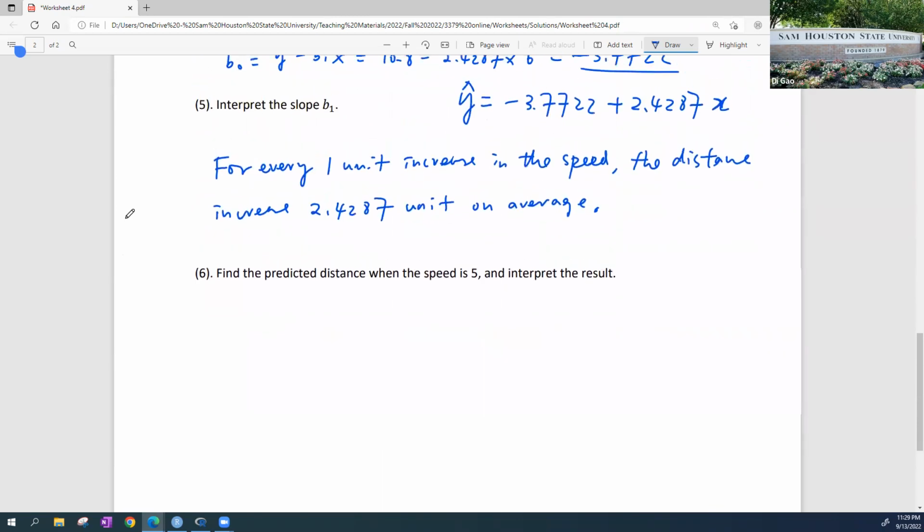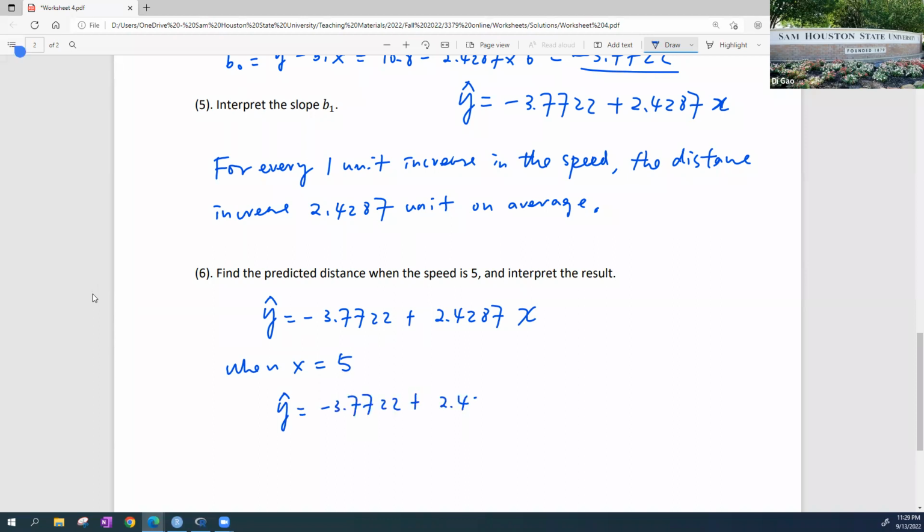Question number 6, the last question. Find the predicted distance when the speed is 5 and interpret the result. So we know y hat is negative 3.7722 plus 2.4287x, right? So then we plug in speed is 5. So when x equals 5, y hat is negative 3.7722 plus 2.4287 times 5.